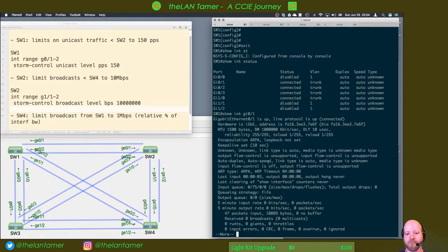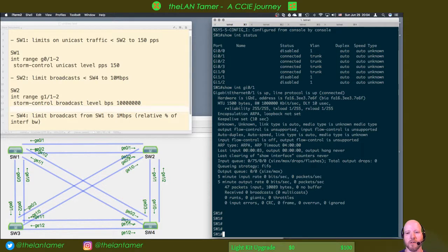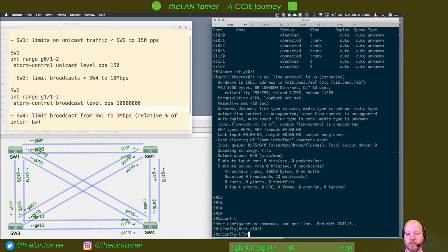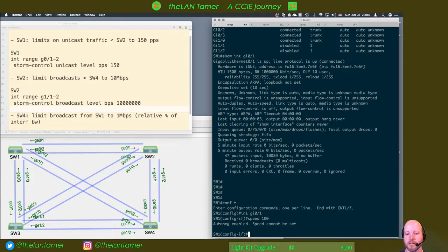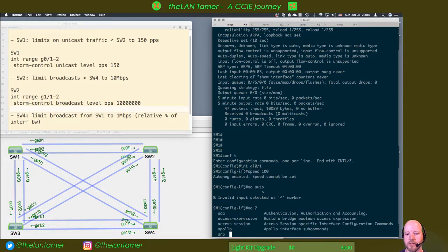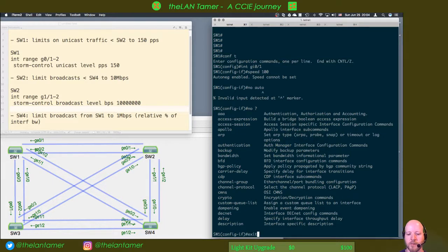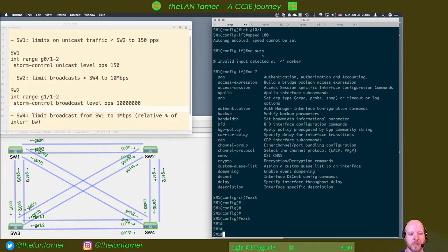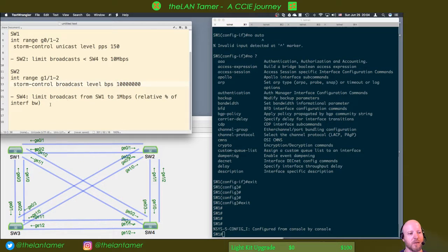I guess if we wanted to really have some fun, speed. A virtual environment, not going to mess with it. I'm going to go with this. All right, so that should take care of that one.